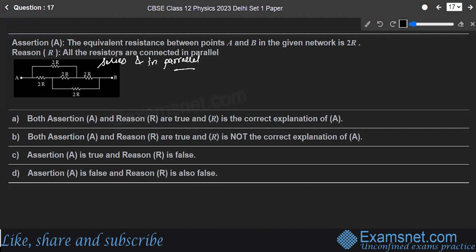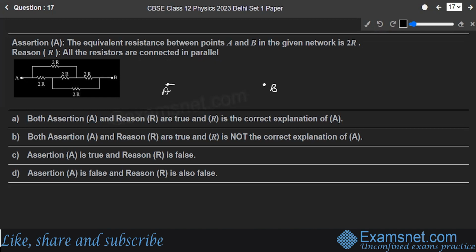To calculate the equivalent resistance between the 2 points, we need to simplify the circuit using appropriate rules. If we apply the series and the parallel rules to the given resistors, we can reduce the circuit to a single equivalent resistor between the 2 points. And that is equal to 2R according to the assertion. Let's check this. This is point A, and here you have the point B.